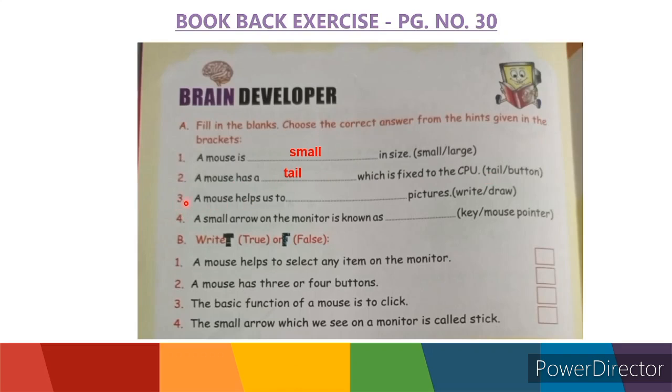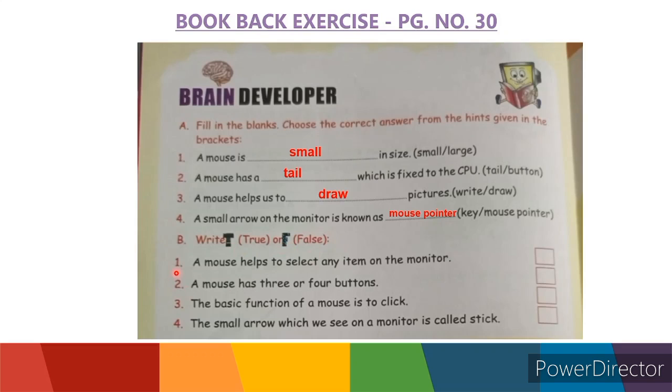Then third one, a mouse helps us to dash pictures, write or draw. Yes, so mouse helps us to draw pictures. Okay. Then fourth one, a small arrow on the monitor is known as dash, key or mouse pointer. Yes, it is mouse pointer. Okay. Good children. Now exercise B, write T for true or F for false.